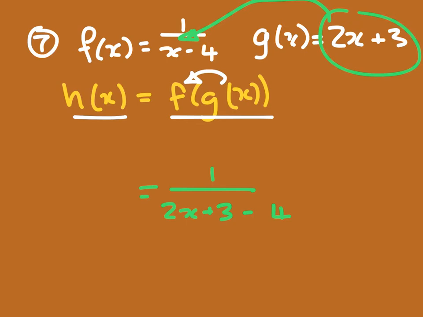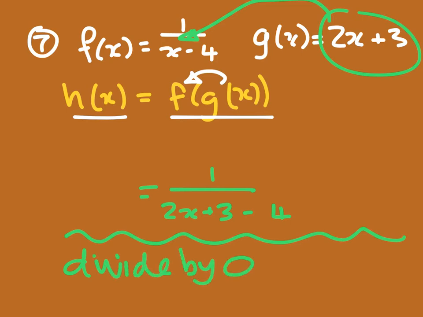And then for the second part of the question, is there any restrictions? Well, we know the restriction in mathematics is dividing by 0. Okay, so once you've tidied this part up with the 2x add 3 minus 4, then when is that going to equal 0? That's what we're trying to avoid for part B.